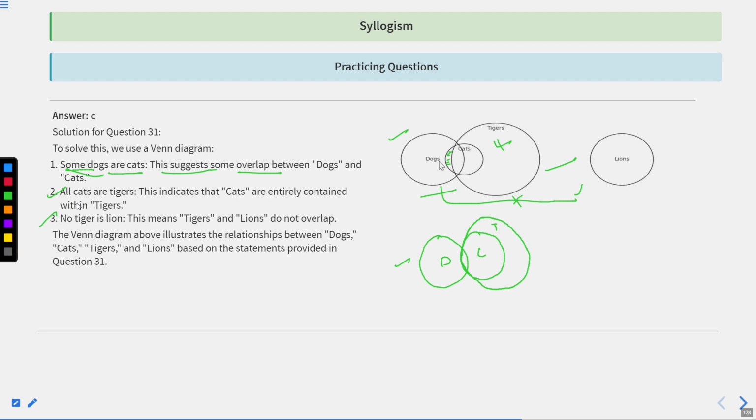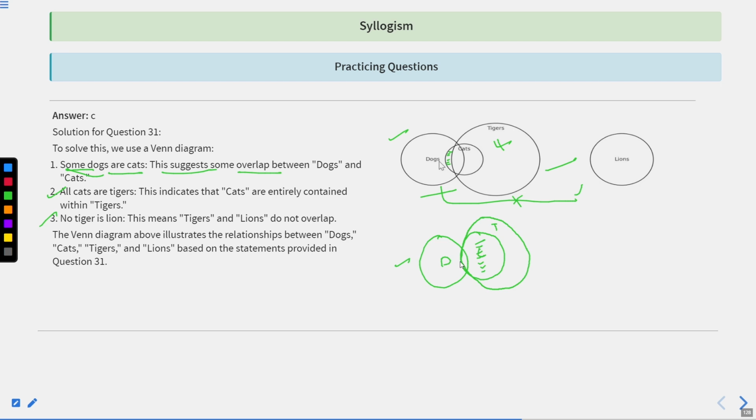So if some cats are dogs, it cannot be inferred that all cats are dogs, because it has been clearly mentioned that some cats are dogs. It means that we cannot come to the conclusion that all cats are dogs. So if we cannot conclude that all cats are dogs, what we can infer is that there are certain cats which are not dogs. Correct? Yes or no, my dear students?